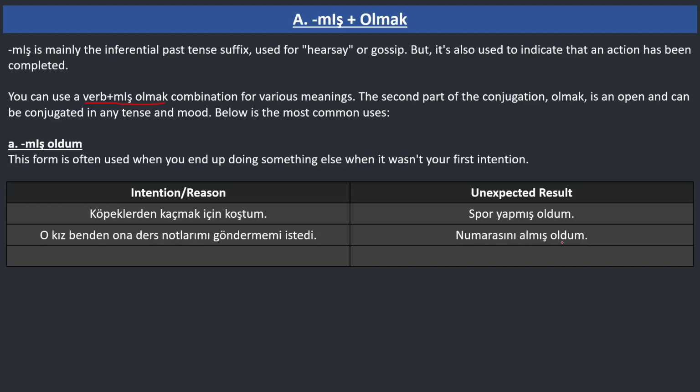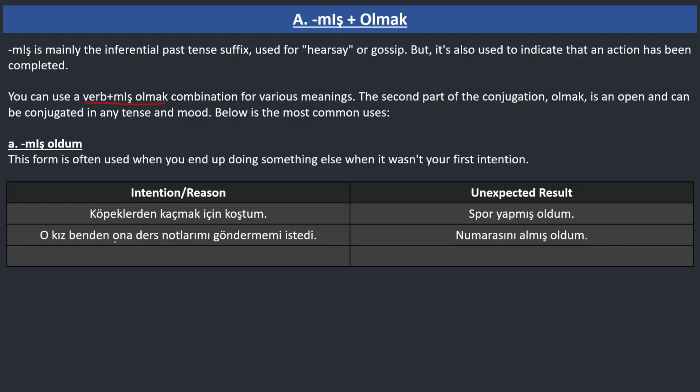Numarasını almış oldum. Numarasını almış oldum. Numara, it's very similar. Number. Almak, to take. So I ended up taking her number. So what does the context say here? That girl asked me to send lesson notes to her. She asked me to send lesson notes to her.